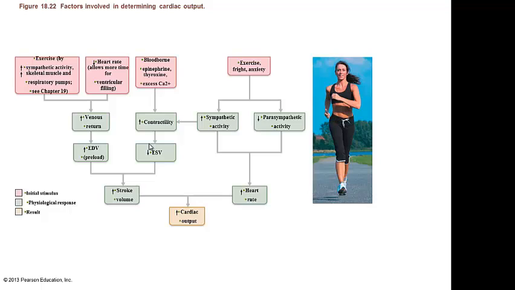Not only can physical exercise do this, but chemicals can do this too. Epinephrine, thyroxine, calcium can all affect cardiac output. So if my patient has problems with calcium, for example, too much calcium in their system, they're going to have an increase in cardiac output. They also might have an increase in what? Heart rate. They might have an increase in pressure in the system.